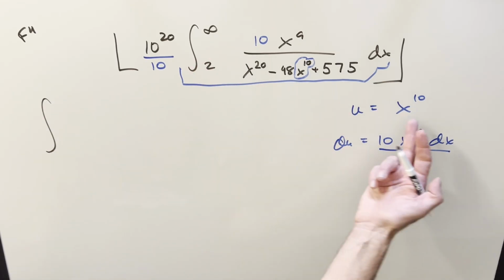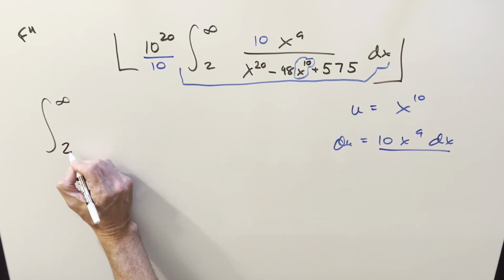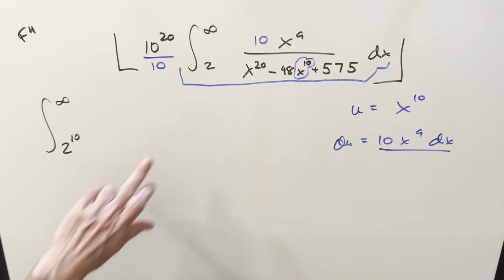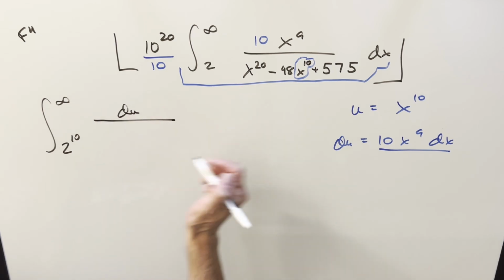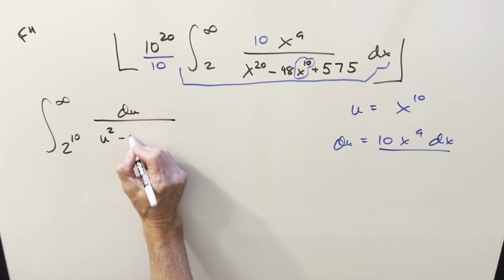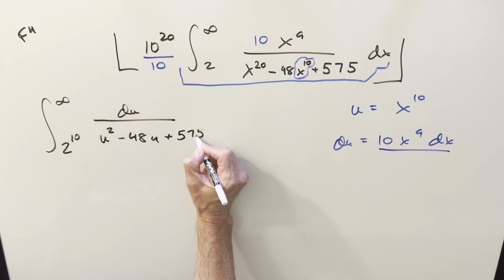First, when you plug in infinity, of course that's still going to infinity. You plug in 2, now we get 2 to the 10th. And then all this stuff is going to simplify a lot now. So we have du in the numerator. This just becomes u squared minus 48u plus 575.